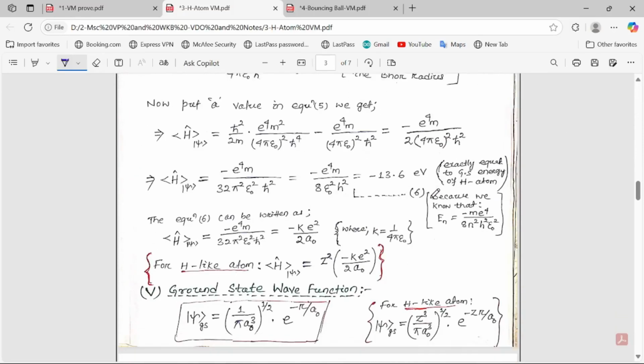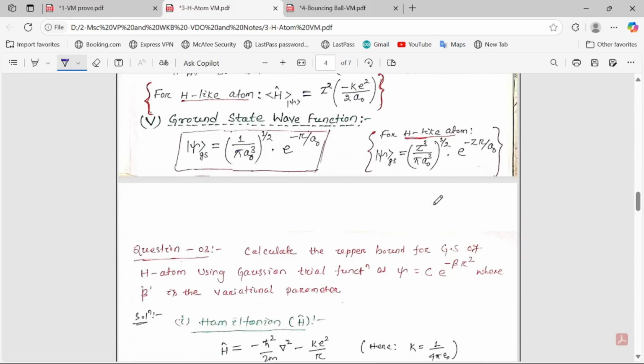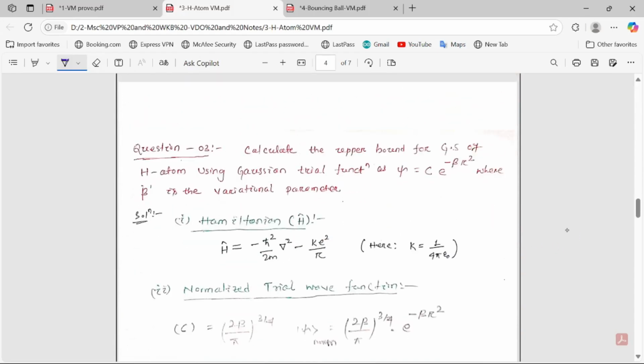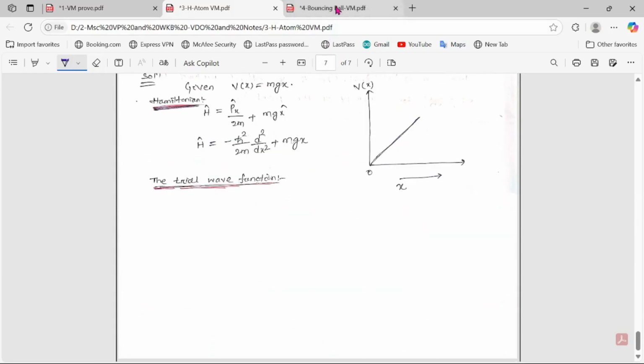Okay, you just download this note and try to prepare for your exam. Also, I have given you one question that you have to do by yourself. Same as this one, here you have to find the ground state energy of the hydrogen atom, but the trial wave function is a Gaussian one. Hopefully you all have done this question. In today's class, we are going to discuss this question.